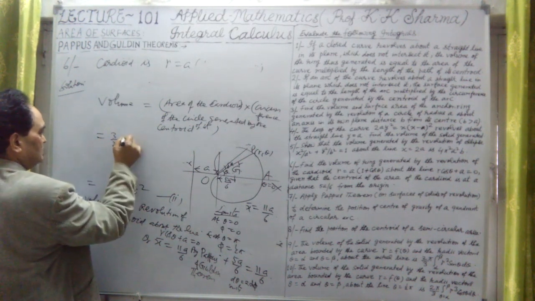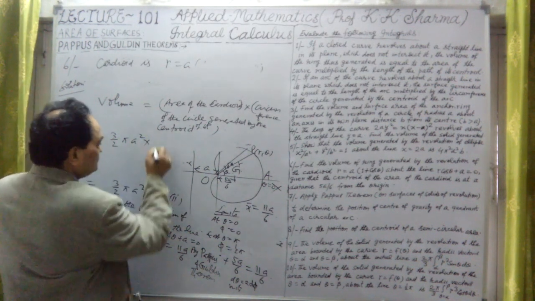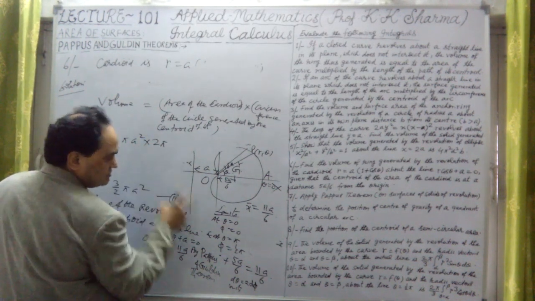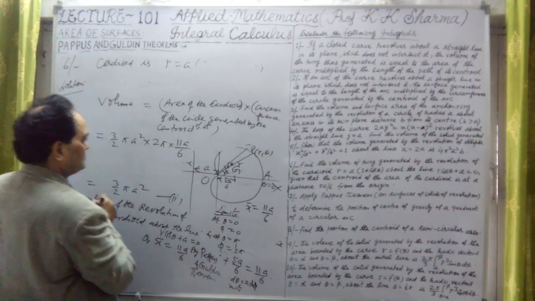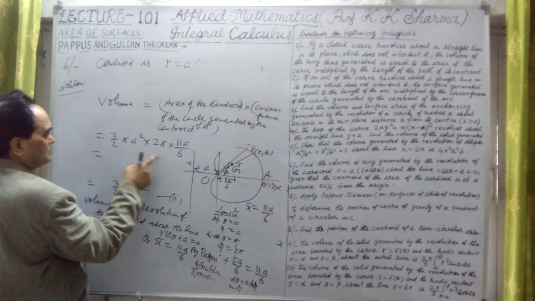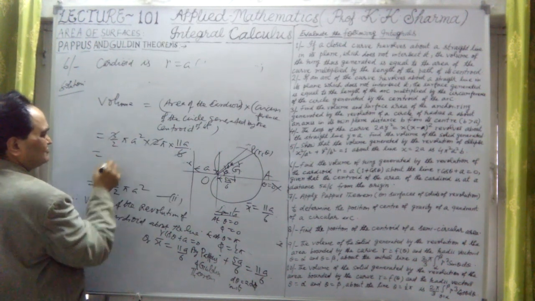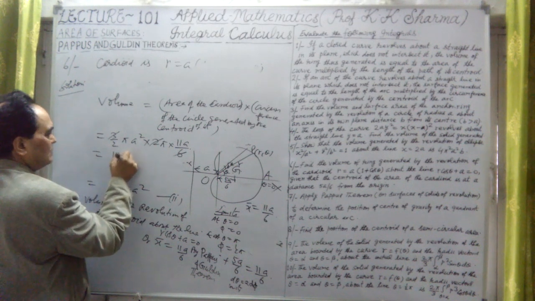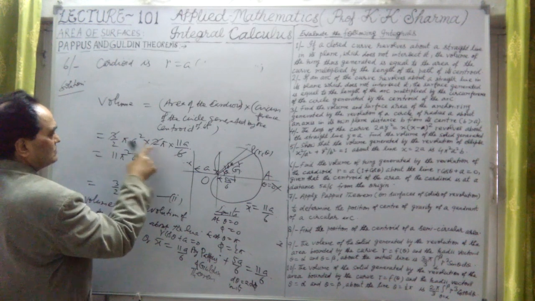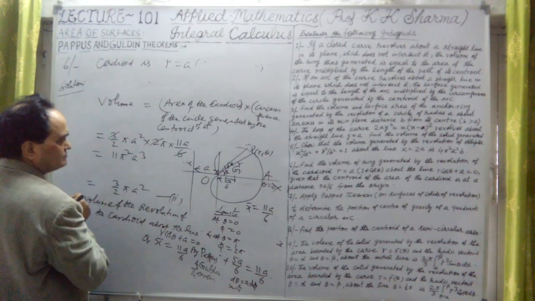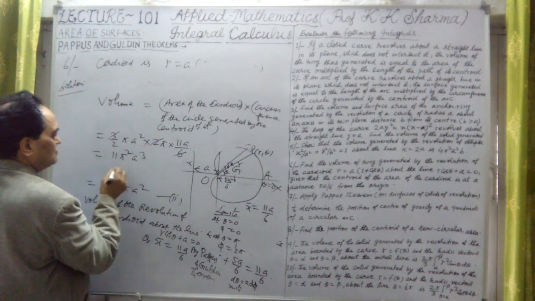So the area of the cardioid is 3 by 2 pi into a square, into 2 pi into x bar, which is 11a upon 6. The 3 and 6 cancel out. It is nothing but 11 pi into a cube. Sorry, pi into pi is pi square. So 11 pi square a cube upon 2.